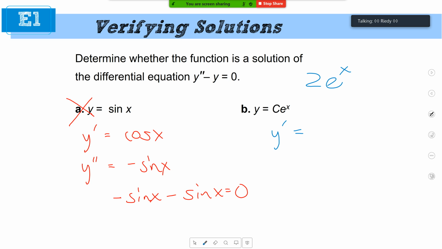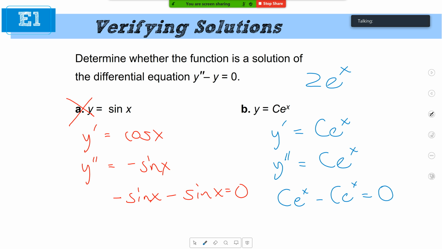So what's the derivative of c e to the x? C e to the x. And the second derivative? Also c e to the x. So therefore, the second derivative minus the function, sure enough, equals 0. So like I said, in traditional math fashion, one works and one doesn't.